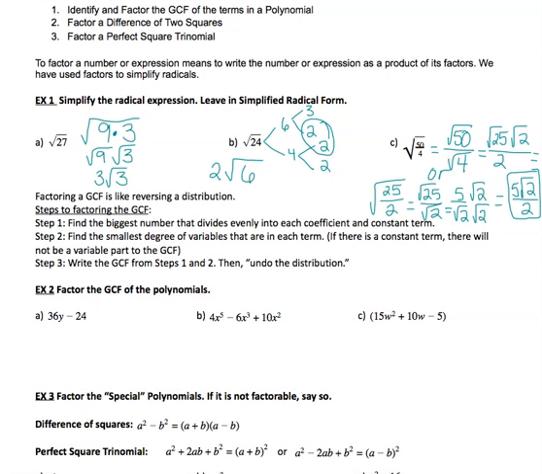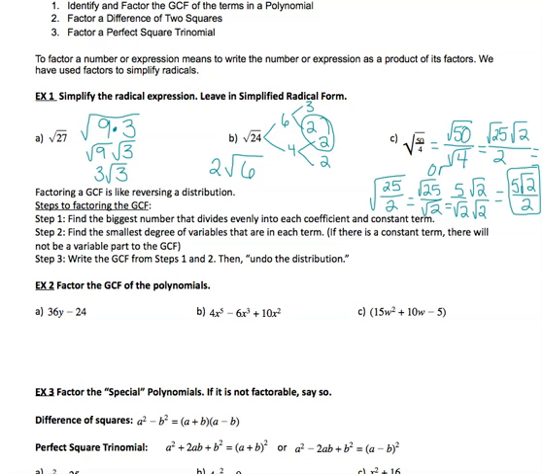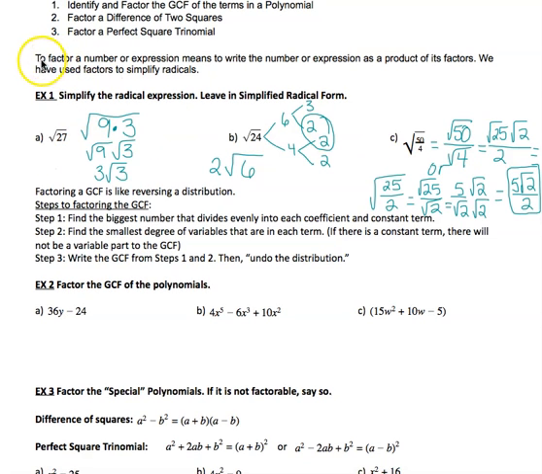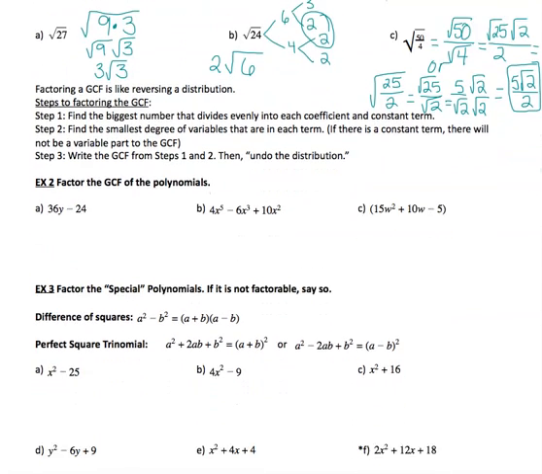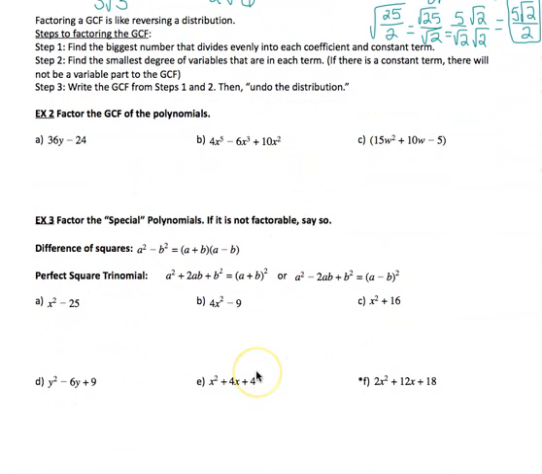Okay, so now that we've reviewed that, let's look at our factoring GCF. Up here, we have a reminder that to factor a number or expression means to write it as a product, that's multiplication, of its factors. So again, when we wrote 27 as 9 times 3, that is factoring. But here we're factoring polynomials. So the steps to factoring GCF, which is like reversing a distribution. So we're undoing a distributive property, essentially.